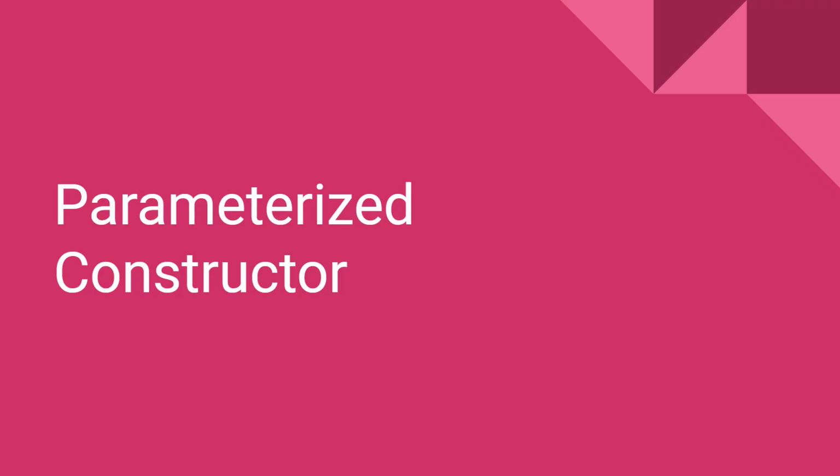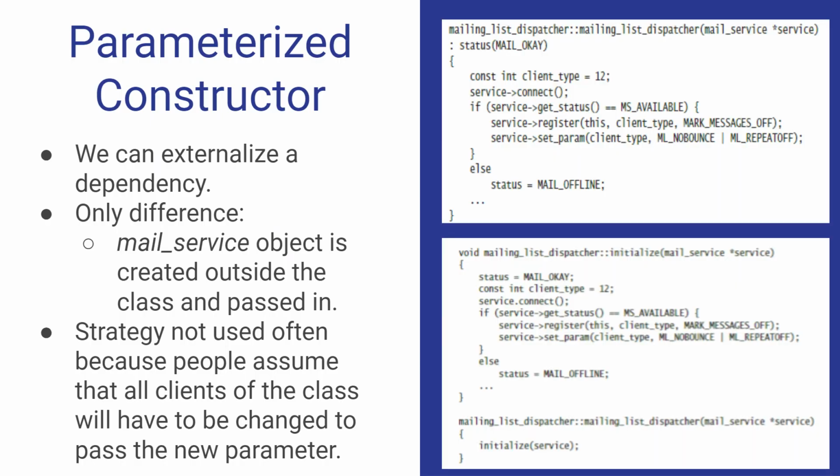Therefore, one strategy to help with hidden dependencies is a parameterized constructor. Here we can externalize dependencies by passing them into the constructor. This makes the dependencies explicit and improves testability. As you can see in the top right picture again, that's the constructor. But in the bottom right, the mail service object is created outside the class and passed in with the mailing list dispatcher function at the bottom.